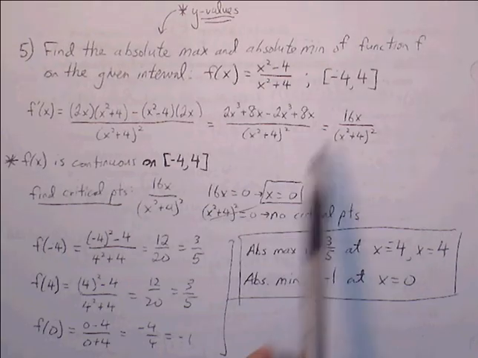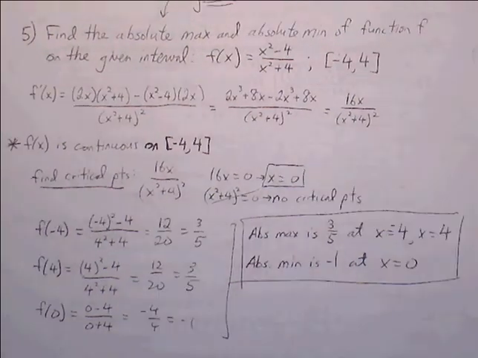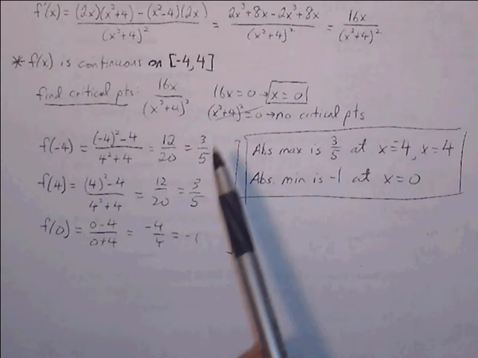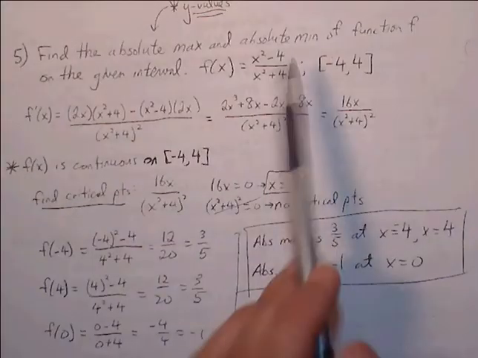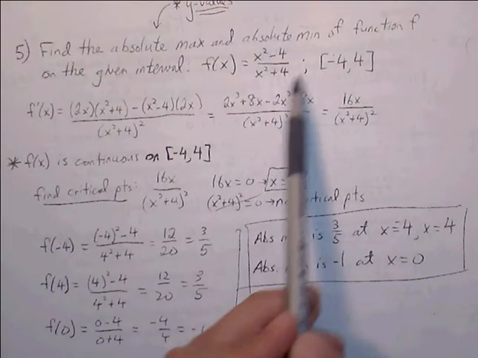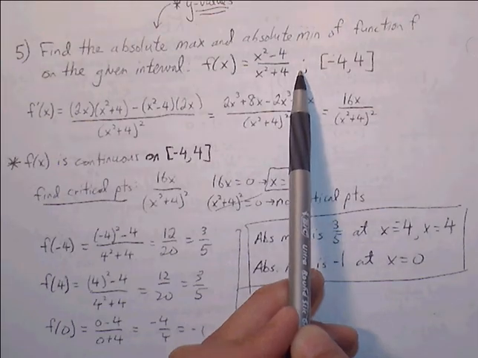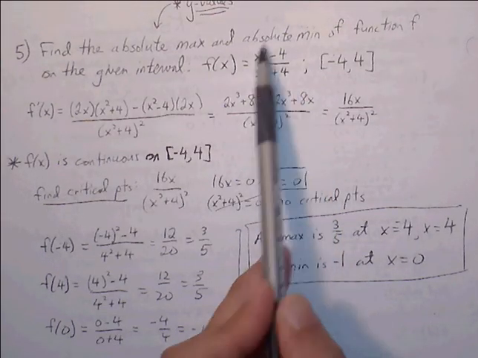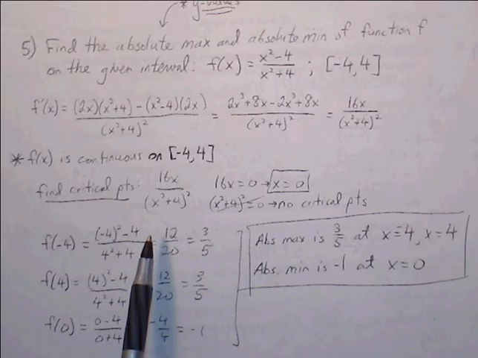We're going to test 0, -4, and 4. So we're going to plug each of these back into the original function, and then after we plug them in, we're going to compare the y values. Whatever has the highest y value will be the absolute maximum. Whatever the lowest y value is will be the absolute minimum.